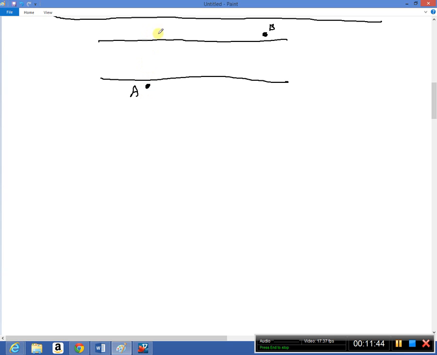B is his destination. He's got to get there, and he can get there by rowing all the way, or he could row straight across and then run the rest of the way, or he could row part way across and then run the rest of the way. So I'm going to draw something in the middle as his path.